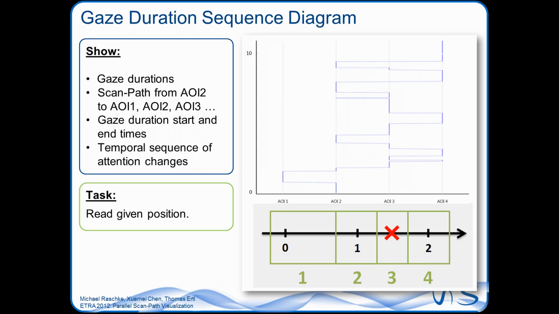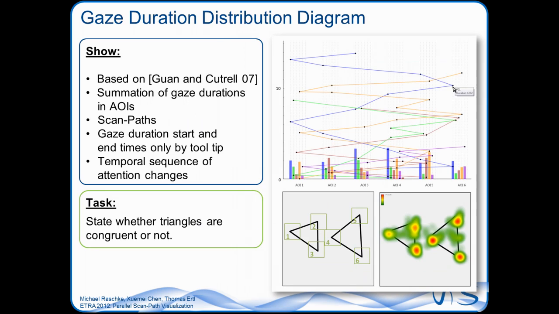The gaze duration sequence diagram shows gaze durations. They can be identified by the length of the vertical lines on the areas of interest axis. This diagram shows a scan path. Gaze duration start and end times can be identified by looking into the diagram. What you also see are temporal sequences of attention changes, as I have shown you on this slide.